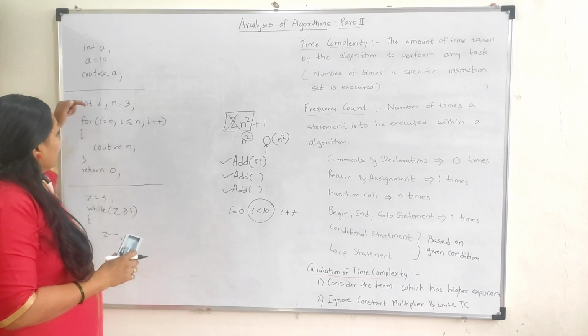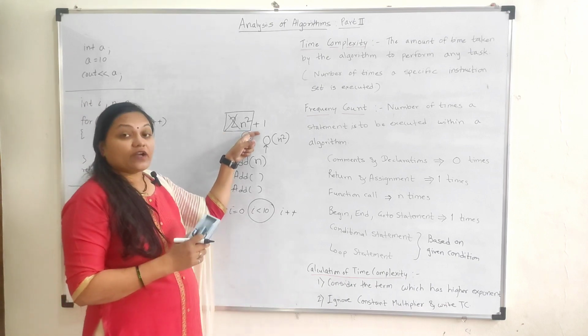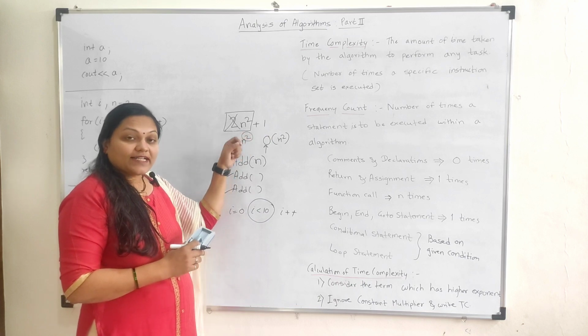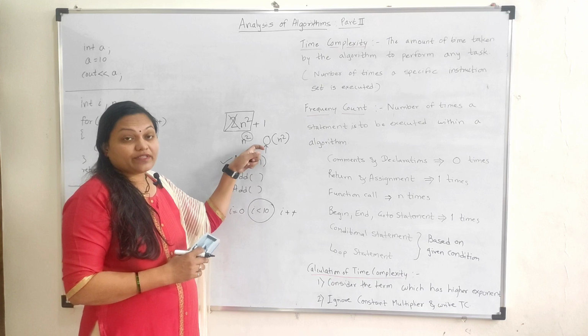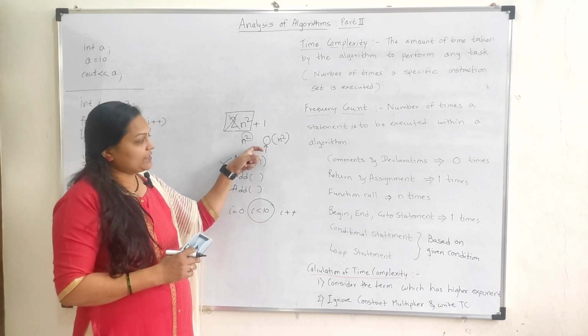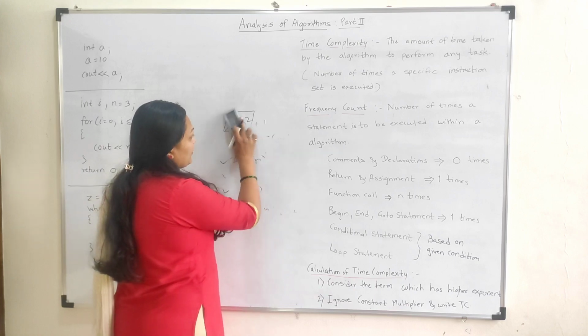Each and every instruction we are going to consider, and then we will find out the frequency count. That's why we are using this big O, because it will represent the worst time complexity. So in this way we can find out the time complexity.